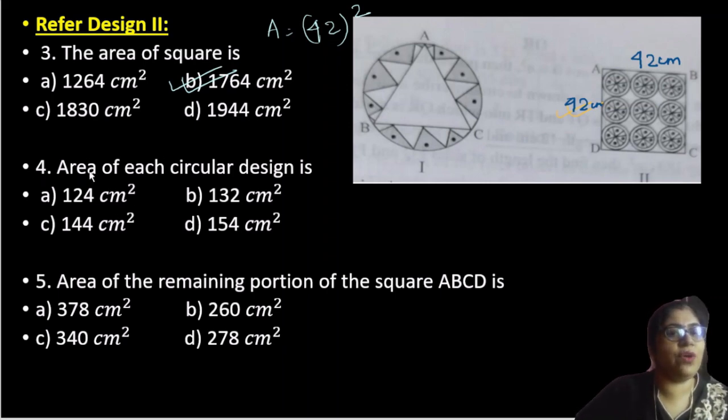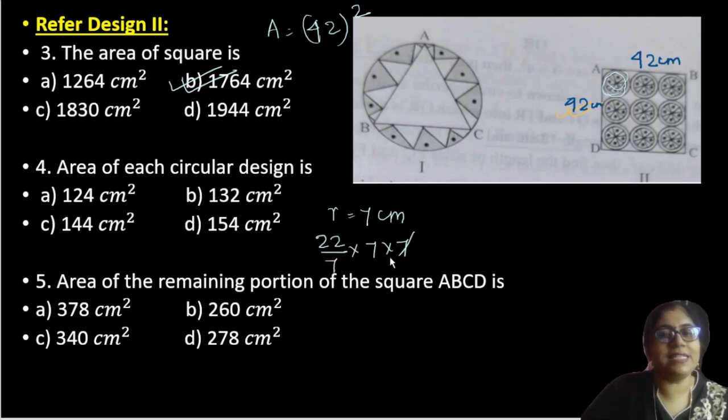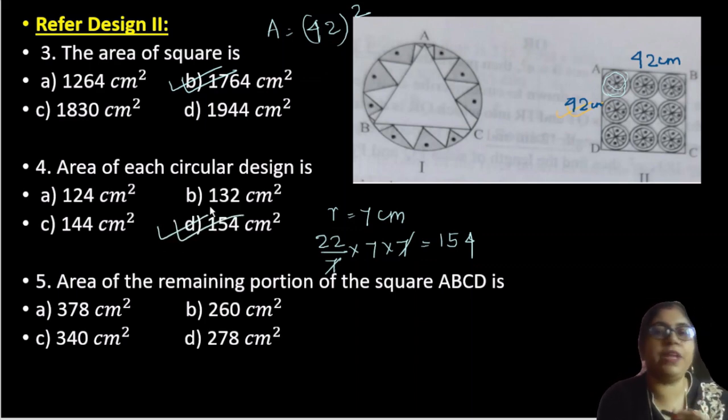Then question number 4, area of each circular design. Each circular design means you have to find out the area of the small circles. So this is equal to, R is given 7 centimeter. So pi R square, 22 by 7 into 7 into 7. 7 cancel हो गया. 22 into 7 equals 154. So option D is the right answer. 154 centimeter square is the area of each small circle.